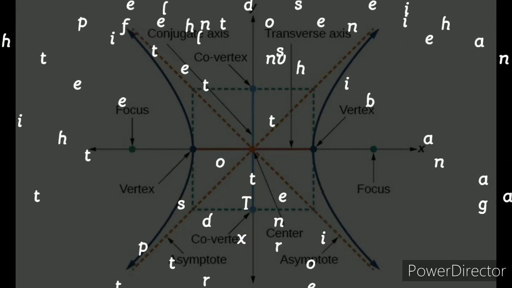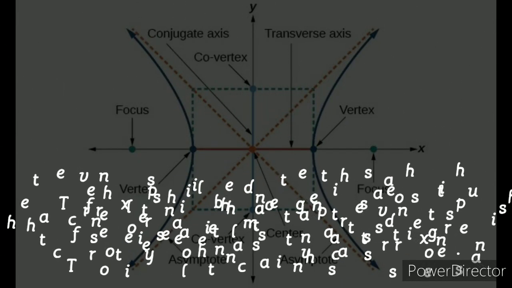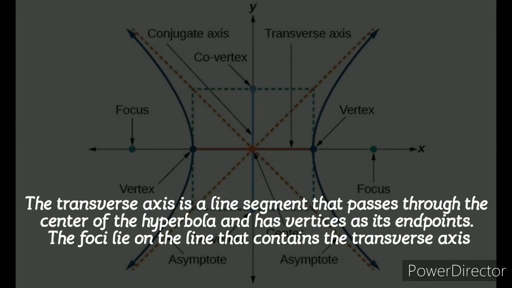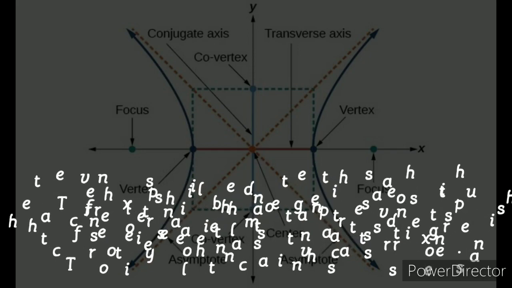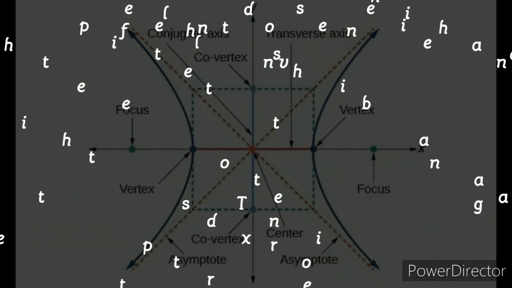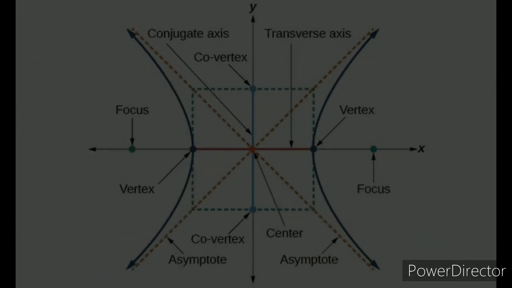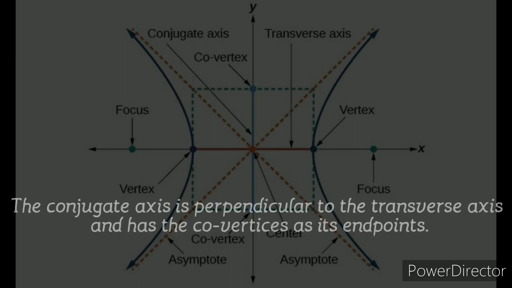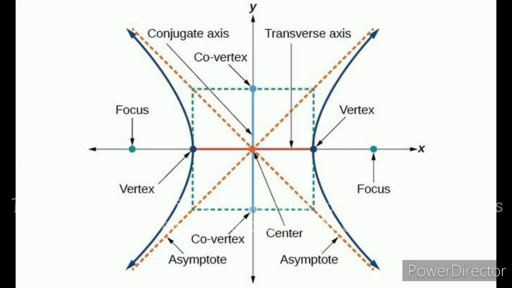A hyperbola is different from an ellipse. We don't use the minor or major axis. Instead, we use the transverse axis and the conjugate axis. The transverse axis is where the foci and the vertices are. The conjugate axis is like the mirror of your hyperbola. And the center of your hyperbola is the intersection between the transverse axis and the conjugate axis.